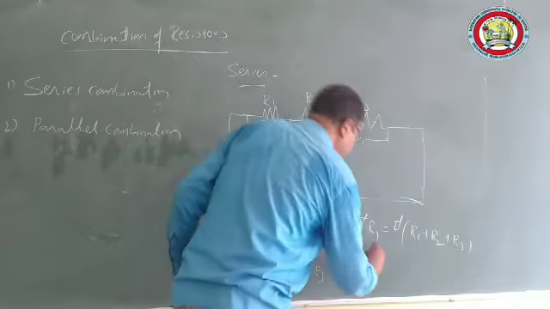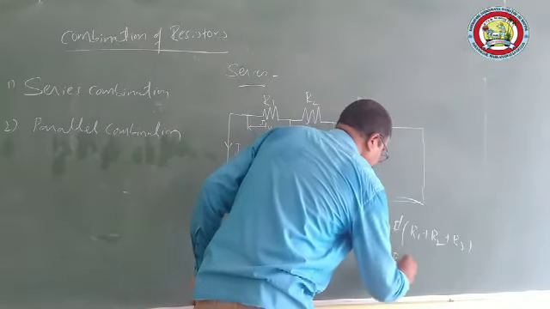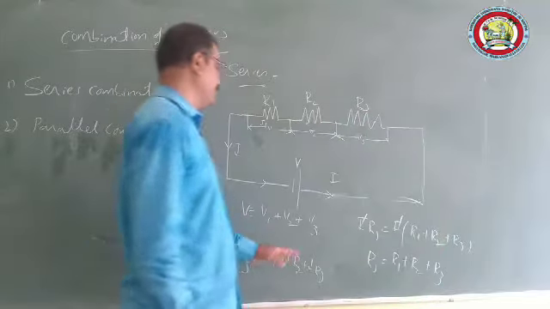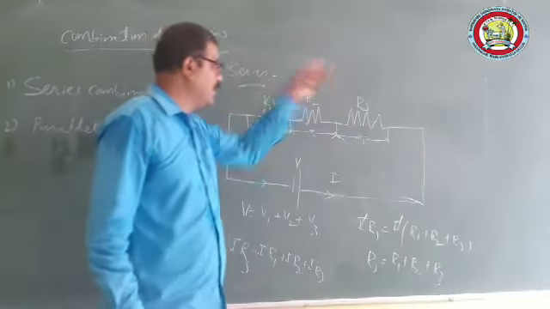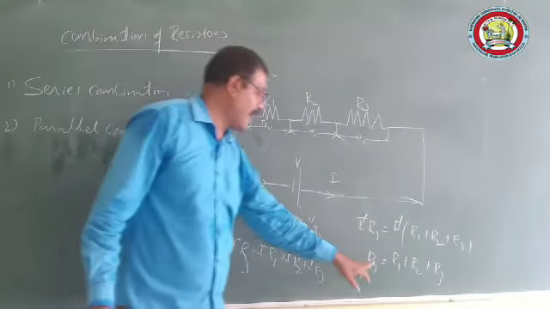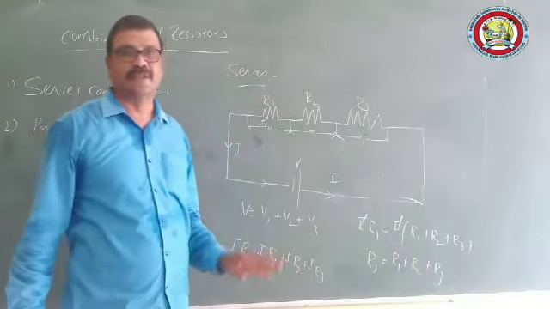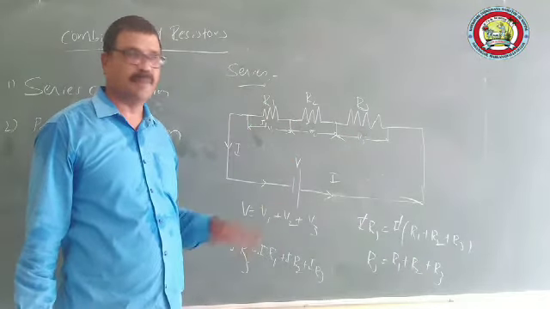So I and I will cancel. Rs will be equal to R1 plus R2 plus R3. So the effective resistance of this combination, Rs, will be equal to R1 plus R2 plus R3. This is what we have for the series combination.